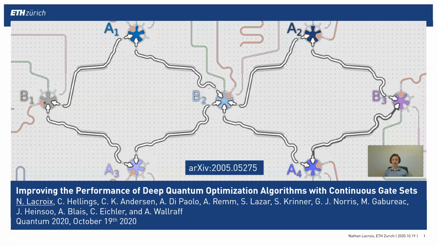I am from ETH Zurich, and it's a pleasure for me to give this talk as part of the Quantum 2020 conference. During the next 15 minutes, I will explain to you how we used hardware-efficient quantum operations, namely a continuous gate set, to improve the performance of deep quantum optimization algorithms. I will then provide some experimental data where we use one of those gate sets to solve an optimization problem on a 7-qubit superconducting quantum processor.